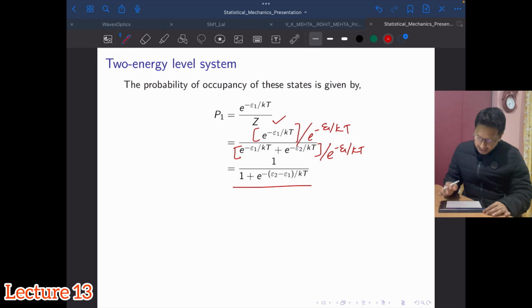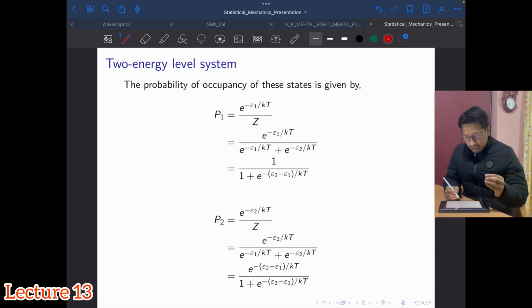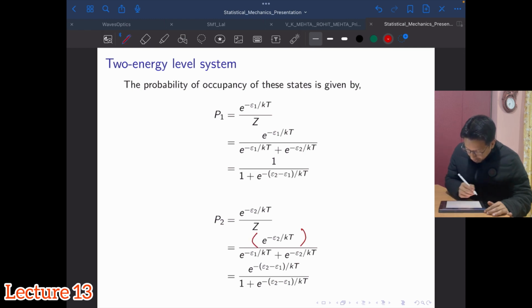Then similarly for the other state, the higher energy state, we can write down the probability, that is P2, equal to e to the power minus E2 by KT divided by Z. So I substitute for the Z here. Again we divide numerator and denominator both by the same expression that we divided by earlier, e to the power minus E1 by KT. Similarly in the denominator we have divided by the same term.